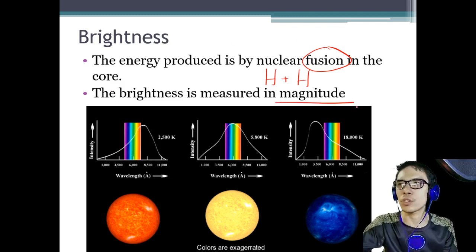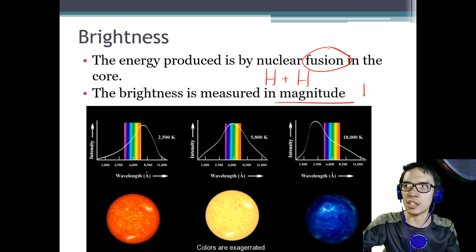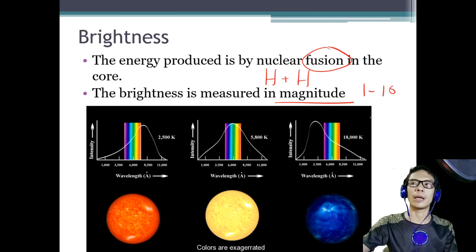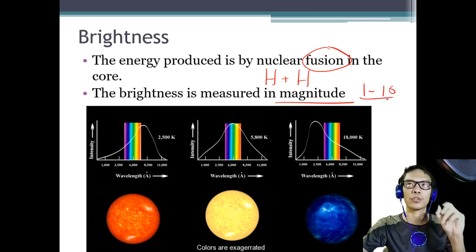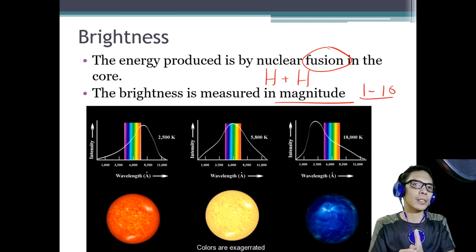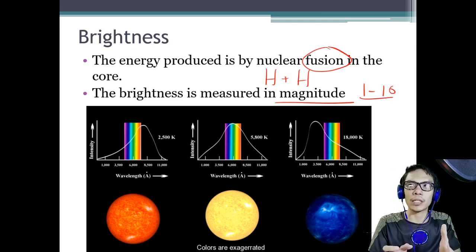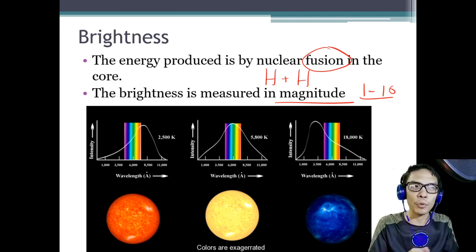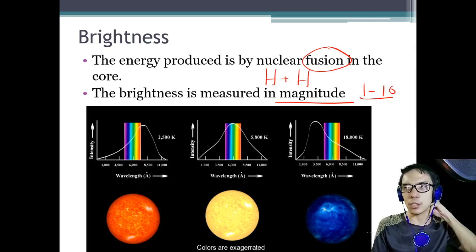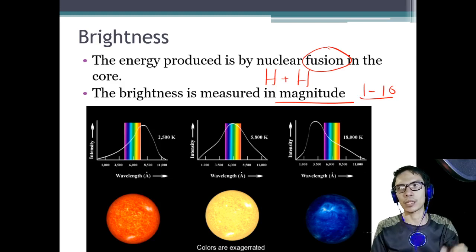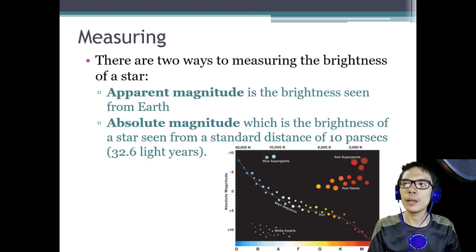Alright, so they are measured in terms of magnitude. I think it is on a scale of 1 to 10. So that's how brightness is produced. The brightness from the star is the energy produced by the star using nuclear fusion as the process.